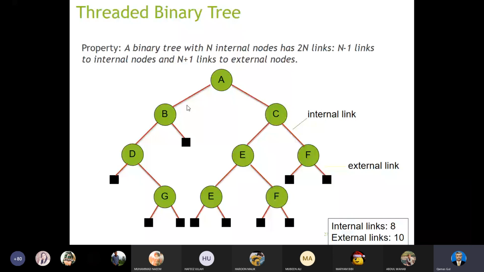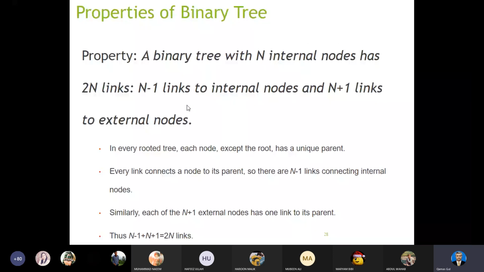So another property of the binary tree, no, this is the same property. A binary tree with n internal nodes has 2n links, n minus 1 links to internal nodes and n plus 1 links to external nodes. In every rooted tree, meaning a tree having a root node, each node except the root has a unique parent.